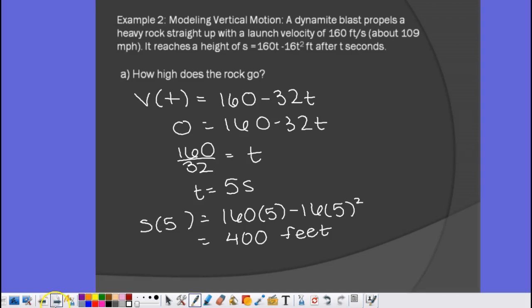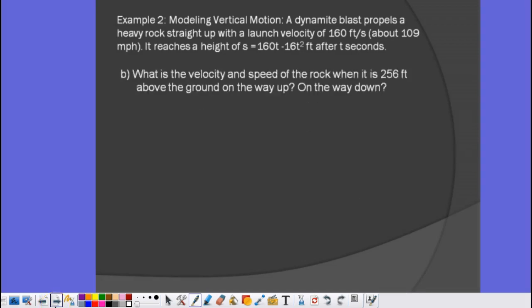Same problem. Let's look at part B. What is the velocity and speed of the rock when it is 256 feet above the ground on the way up and on the way down? So remember, it changes. So what do we have to do for this problem? 256, what am I setting equal to 256? Because I have two functions now. The velocity equation or position?